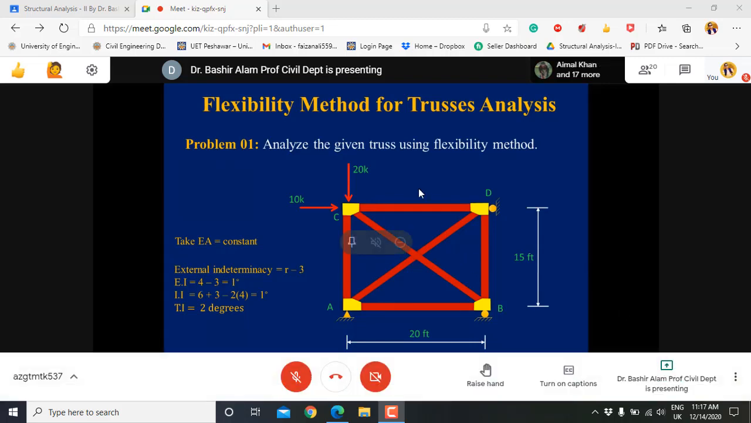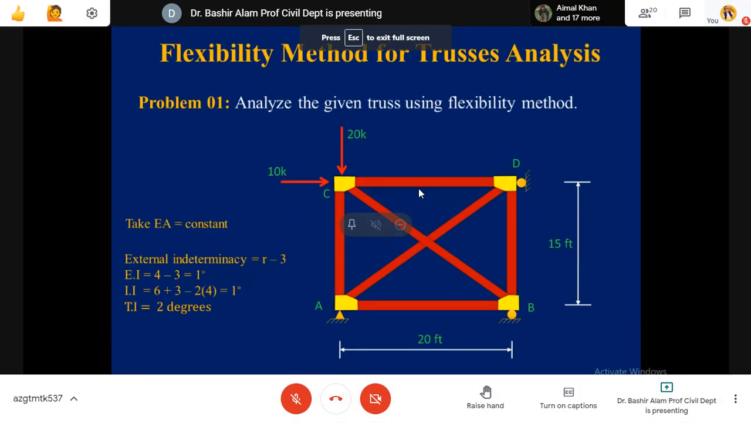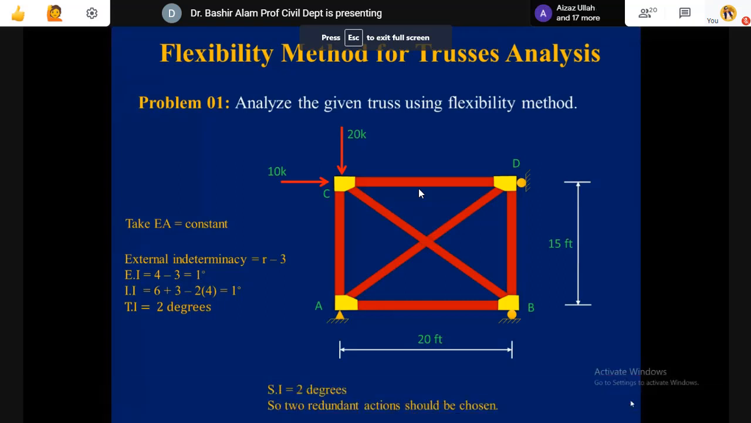Flexibility method. It is a quick revision of whatever we did previously, and it will be followed by the solution of two other problems. And then we will stop this flexibility method and will start the stiffness method.